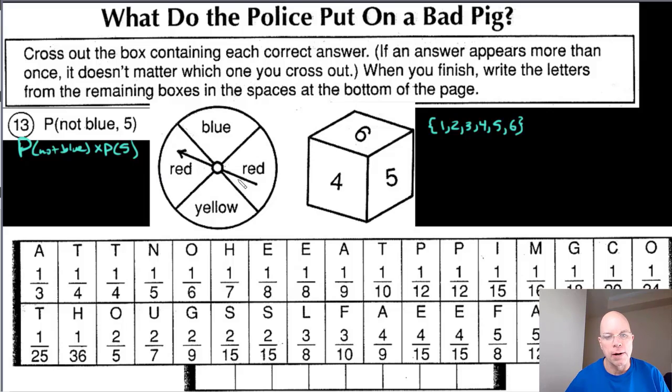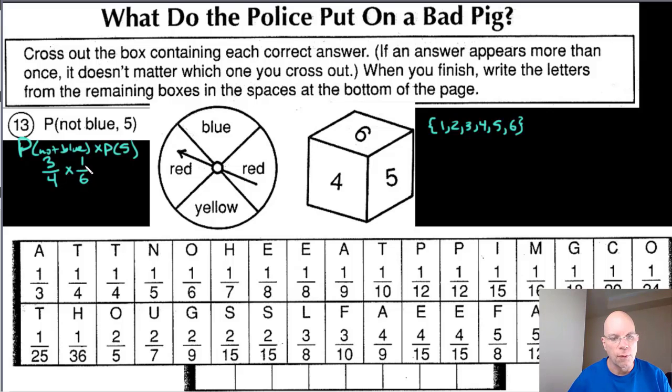When we consider the spinner, we have 4 equally likely places for the spinner to land, and 1, 2, 3 of those 4 possible outcomes are favorable outcomes because 3 of those spaces are not blue. It doesn't matter that 2 of them are red. It just matters that we have 3 of 4 equally likely spaces that are not blue. So the probability of not spinning blue is 3/4. The probability of rolling a 5, there's 1 favorable outcome because only 1 face has 5 on it, and 6 possible outcomes. So that probability is 1/6.